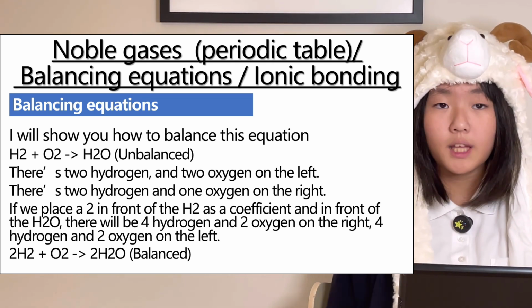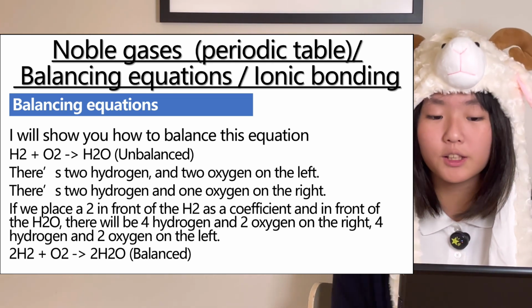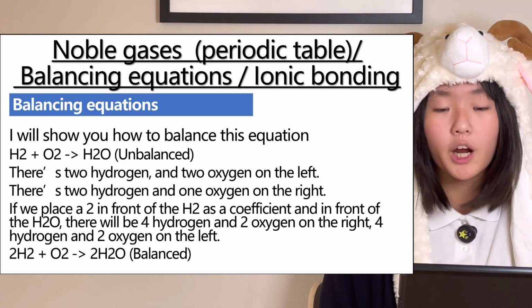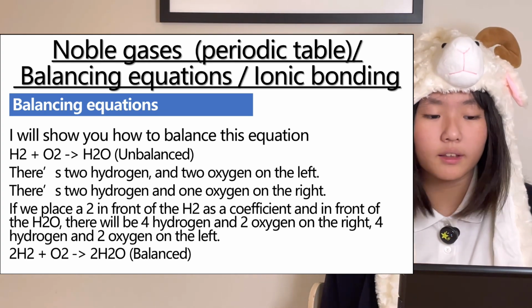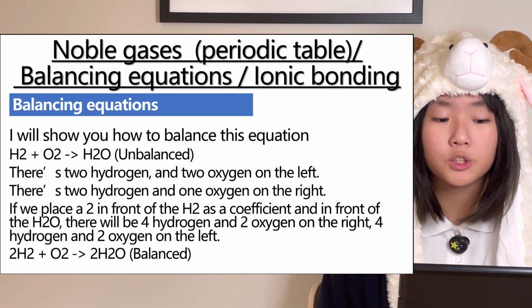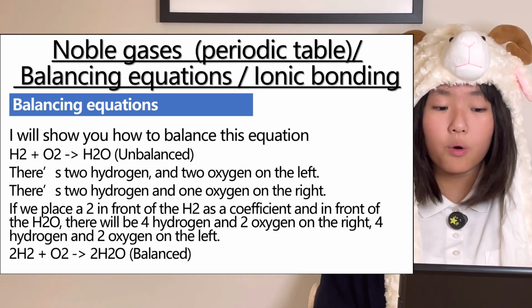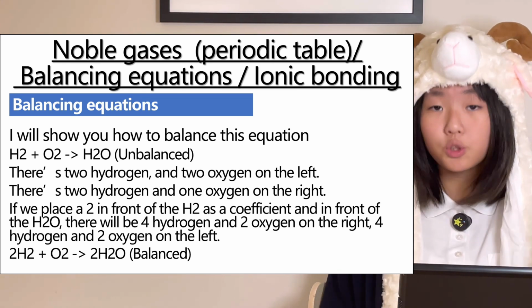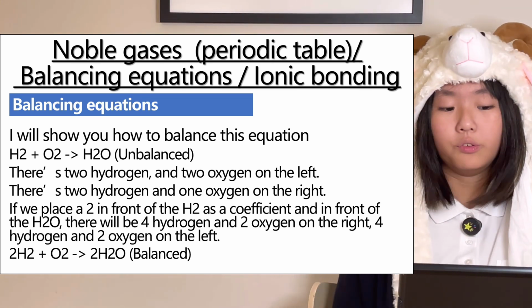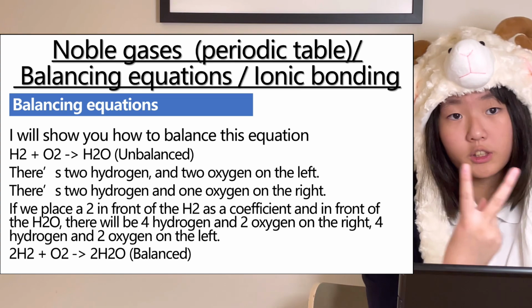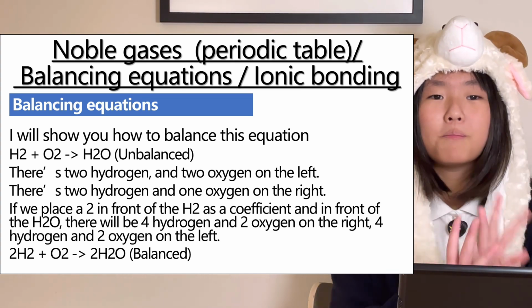H2 plus O2 is H2O. There's 2 hydrogen and 2 oxygen on the left. There's 2 hydrogen and 1 oxygen on the right. So if we place a 2 in front of the H2 as a coefficient and in front of the H2O, there will be 4 hydrogen and 2 oxygen on the right, and 4 hydrogen and 2 oxygen on the left, which means it is now balanced.